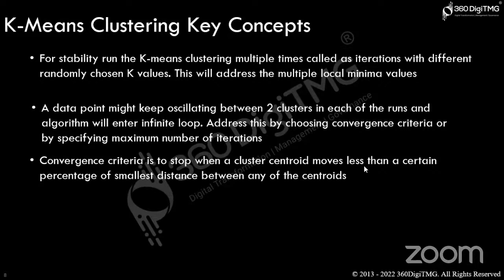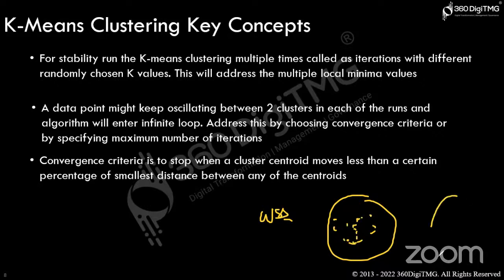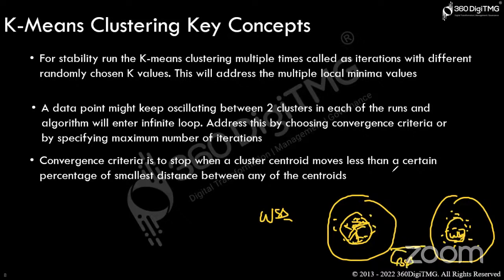It is to stop when the cluster centroid moves less than a certain percentage of the small distance between any of the centroids. Whenever we are forming the clusters, we have to decrease the within sum of squares of the data points. Here is one more data point, or you can say cluster. We have to decrease this within sum of squares so that we can form perfect clusters. This is the within sum of squares, and this is the between sum of squares. Total we will be calling it TSS, total sum of squares.